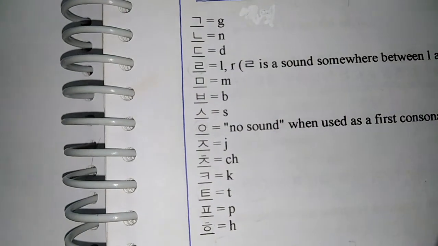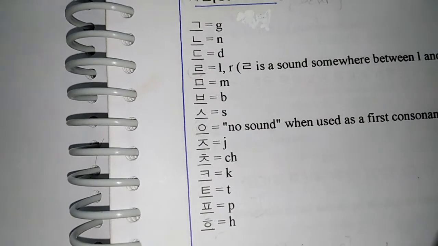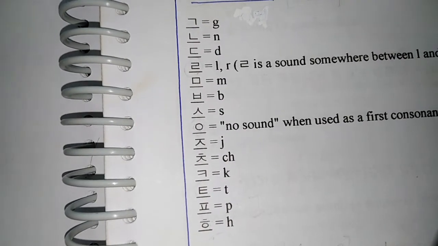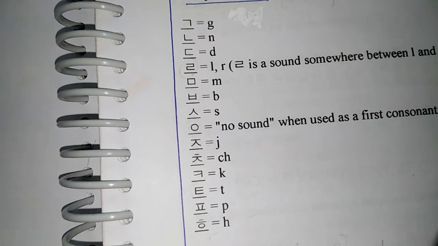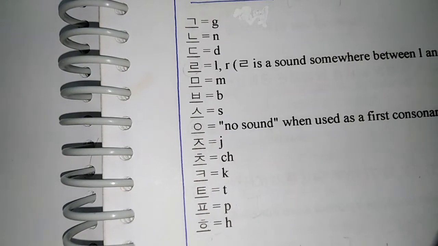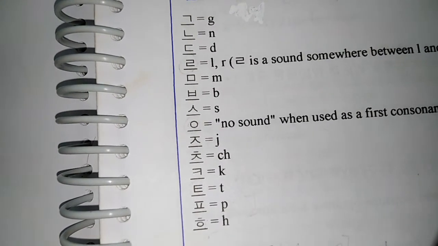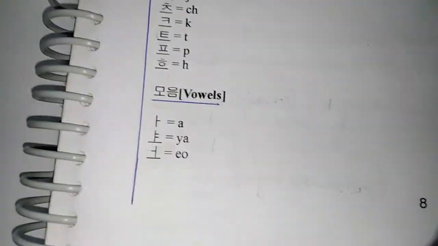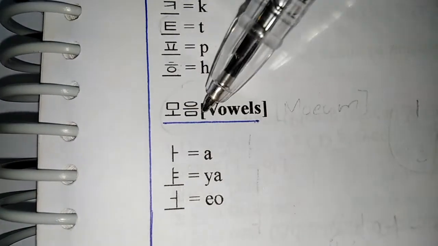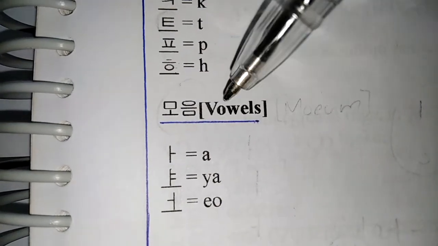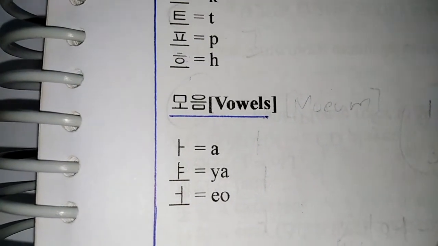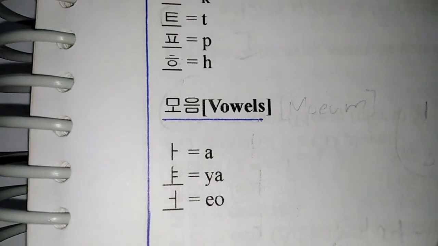p, h. So it may be quite a lot in the first day, so I'm just doing the simple consonants and vowels. We'll look at the double consonants and double vowels and the final double consonants in the next lesson. So I'll just do the vowels and finish the lesson. So this is vowels and it's called mom. Our consonants were called jaum. Vowels here it is called mom.